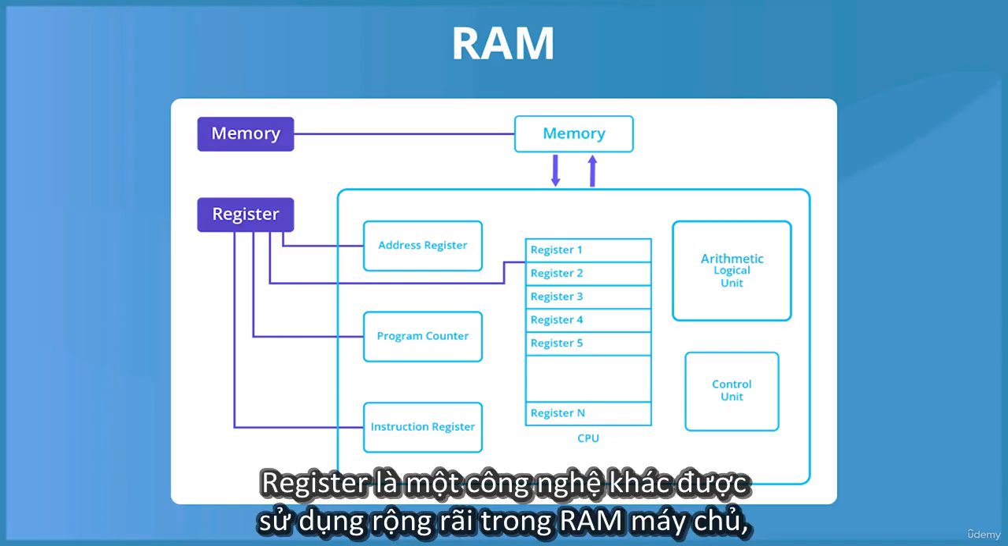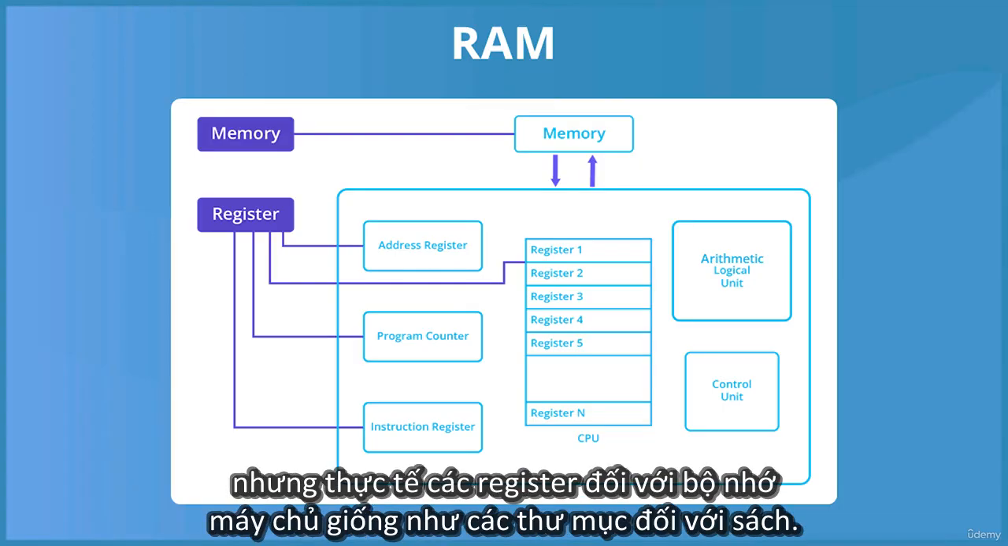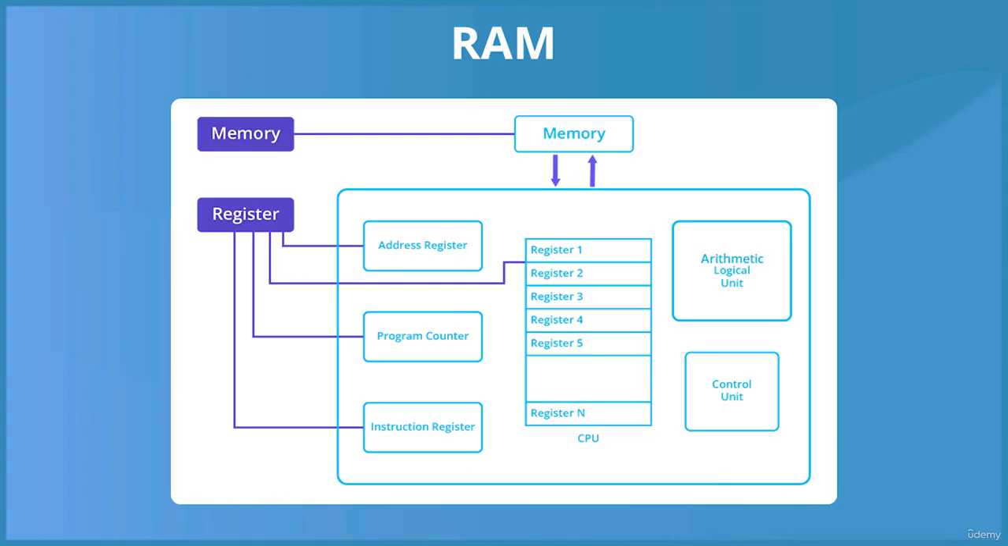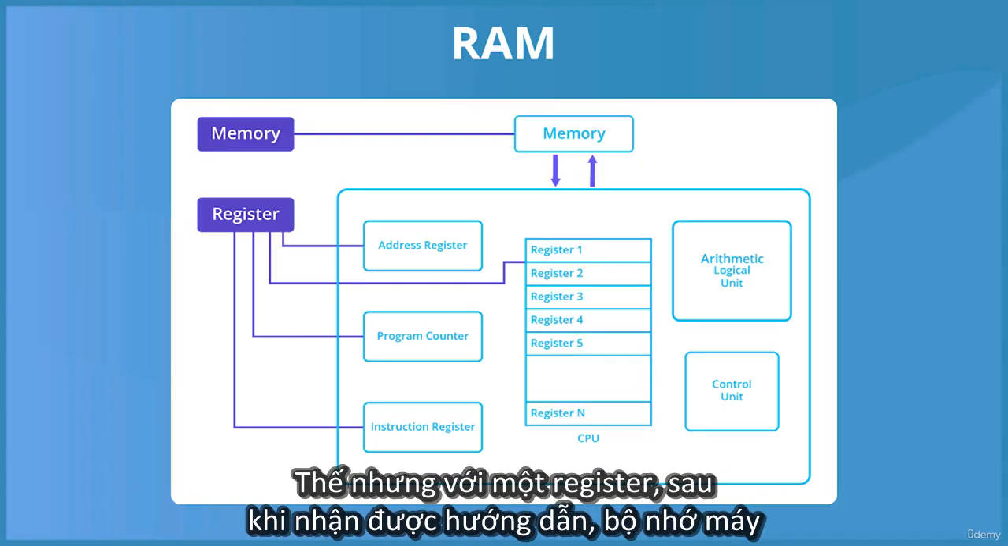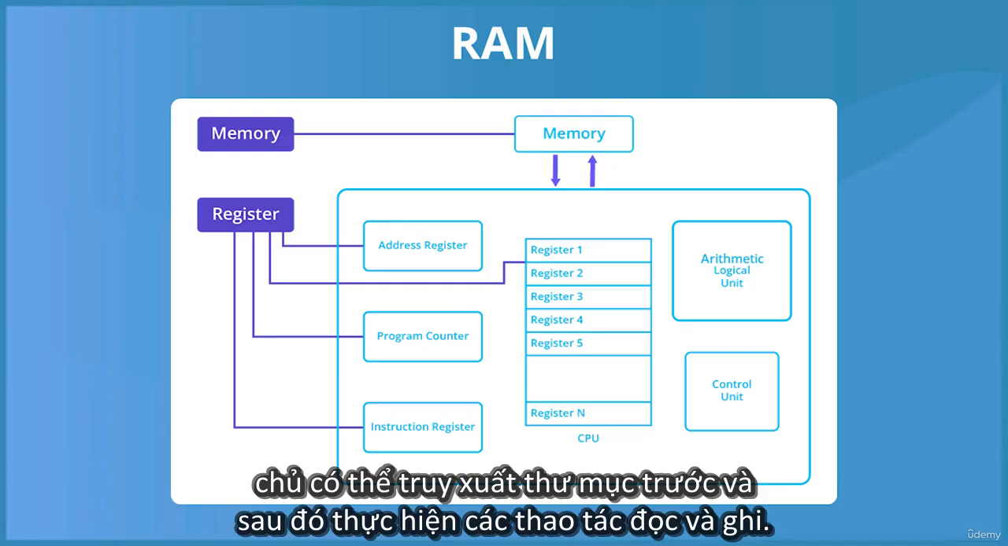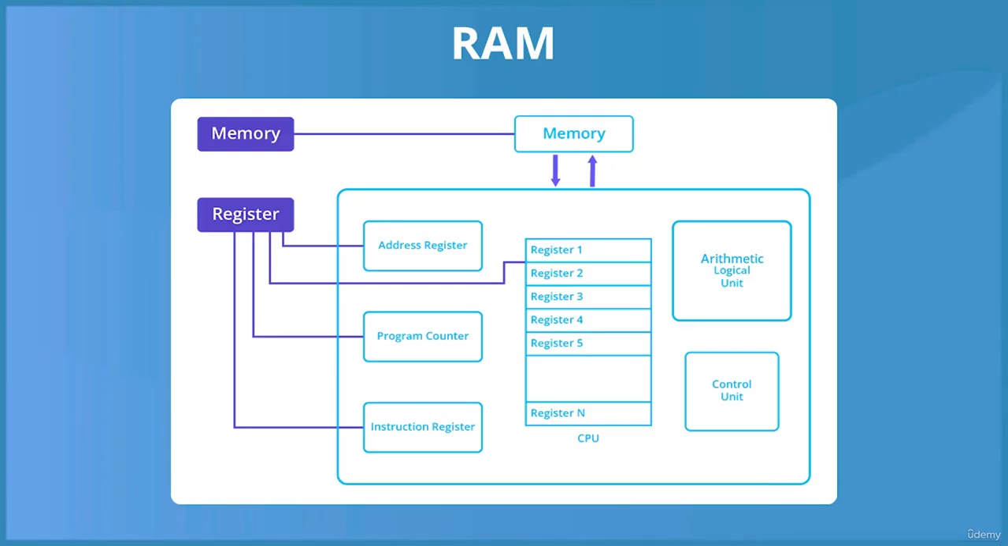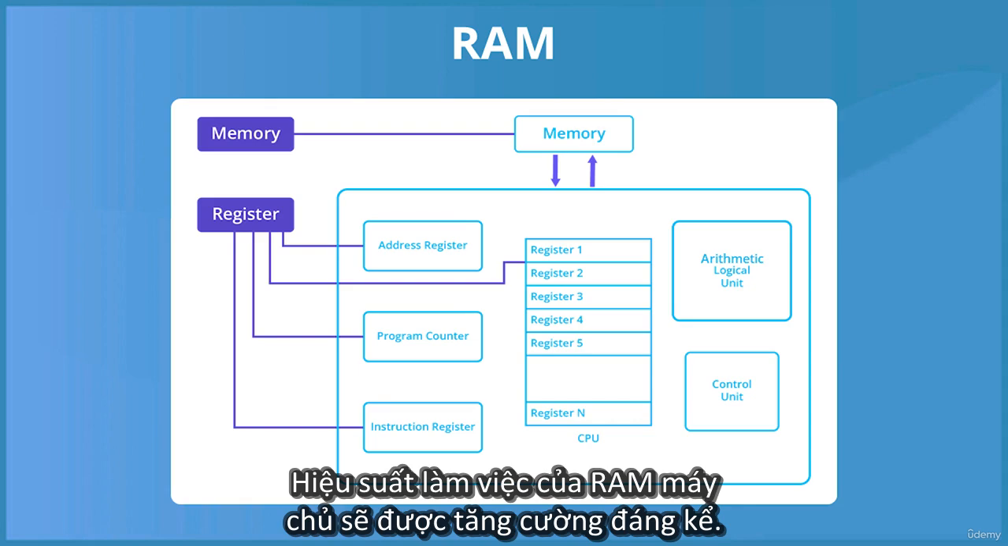Register is another technology widely used in server RAM. But actually, registers are to the server memory what directories are to books. Yeah, with a register, after receiving instructions, the server memory can retrieve the directory first and then perform read and write operations. So you see, by doing that, the working efficiency of server RAM will be greatly increased.